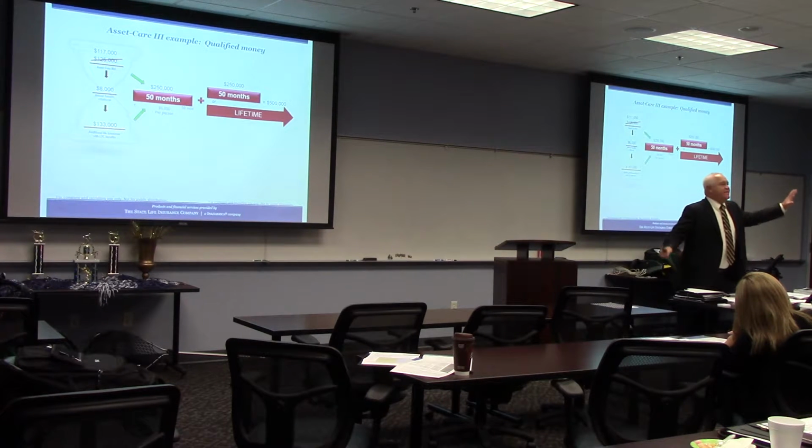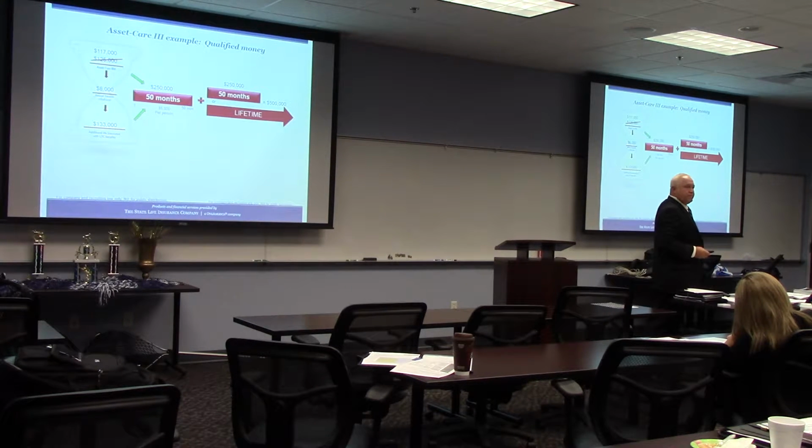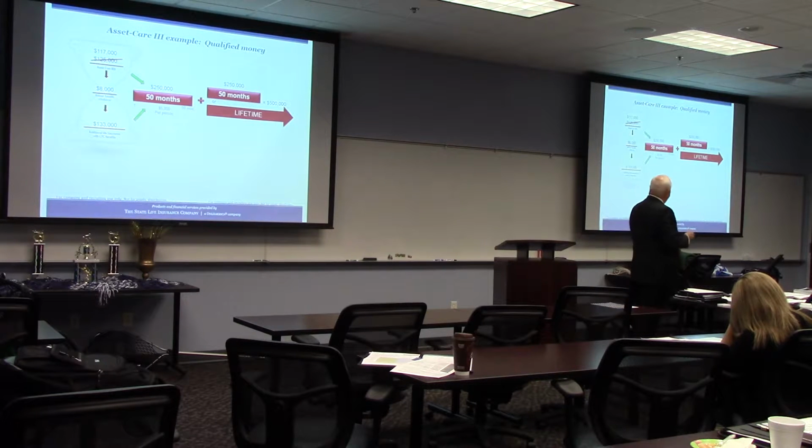Now, Asset Care 1 was liquid funds. I said any 2 people with an insurable interest. For qualified money, it has to be a spouse if you want to do joint coverage. That's the only way they'll do it, because there's rules about continuing an IRA. So we turned, number one, we leveraged it. Number two, we added long-term care.